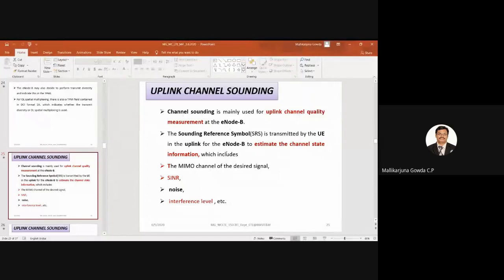Okay, today we will discuss uplink channel sounding. So this is module 4. I left hybrid ARQ feedback, and the second one is CQI feedback. I will come back to that later on. So let us see what uplink channel sounding is, and what is the importance of this.